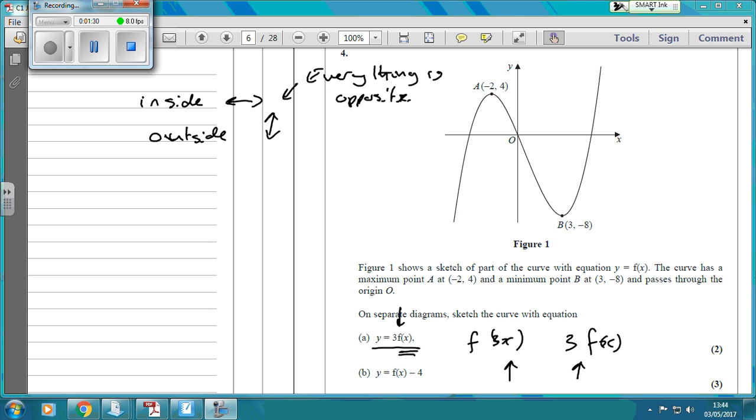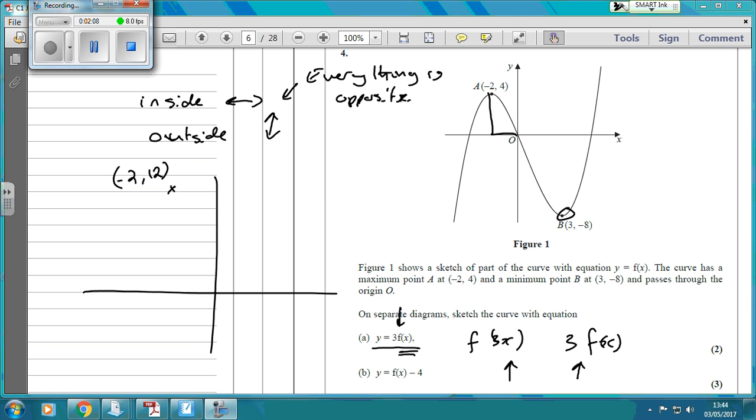So with question A here, we've got to sketch our curve after it's been transformed by 3 lots of f of x. So because it's 3 times our function, it means that we're going to stretch it up and down. So that's what we're going to do. We're going to sketch what we've got here. Okay, we're going to stretch it. So A, it was 2 to the left and then 4 up. But we're going to stretch it going up with a scale factor of 3. So that's going to go 2 across, but then 12 up. So that's going to be minus 2, 12.